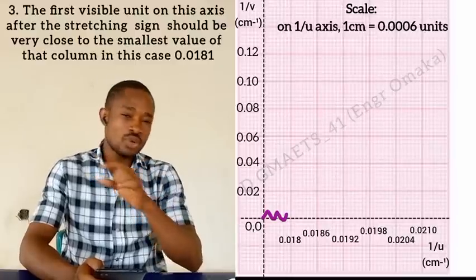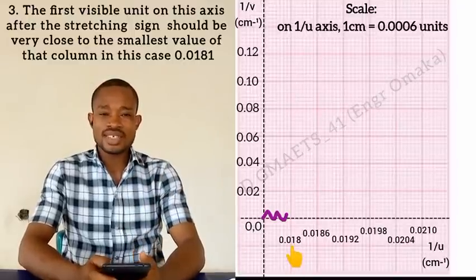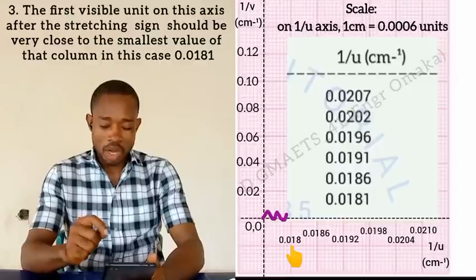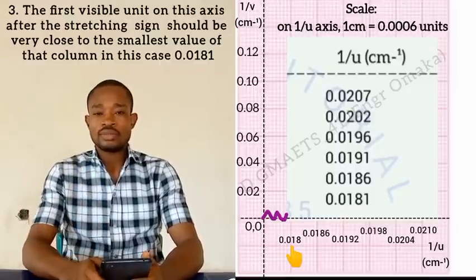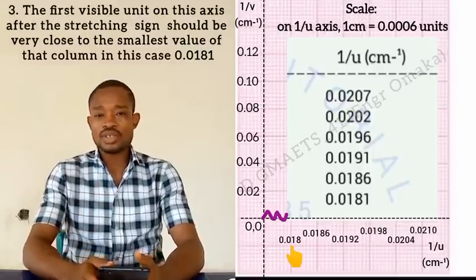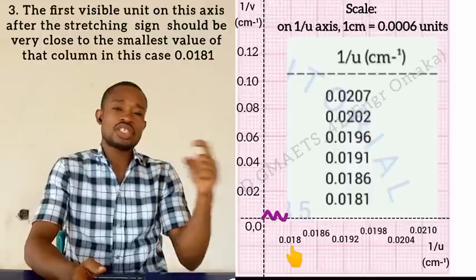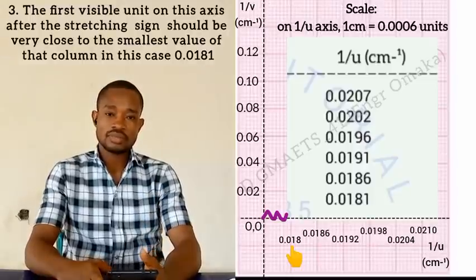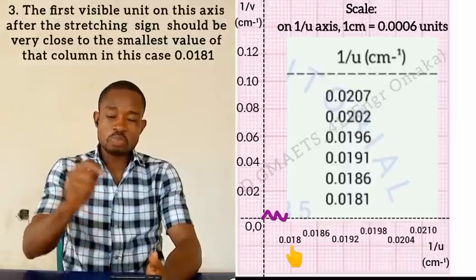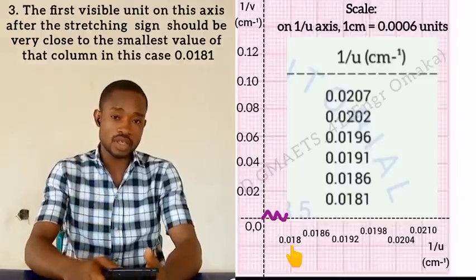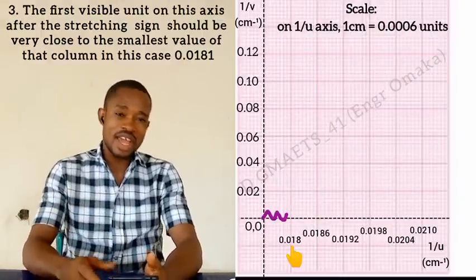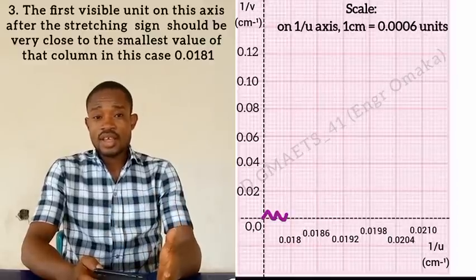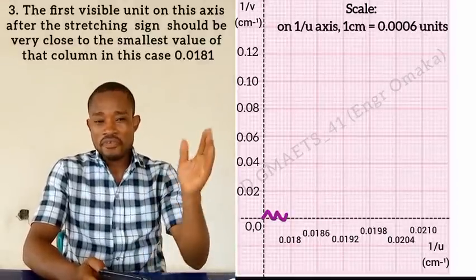But if you look at my first unit on that horizontal axis, on that 1 over u axis, it is 0.018. And this is because I noticed that from the table of values, the smallest value in that 1 over u column is 0.0181. So I simply decided, okay, after stretching the graph, let my first thick line take the unit 0.018. It's always good to select a unit very close to the smallest value in the column that has very close values that you are plotting. My smallest value, as you saw displayed on the screen earlier, was 0.0181.